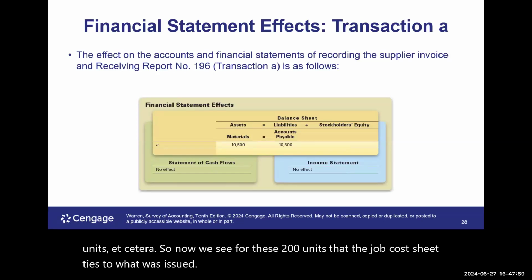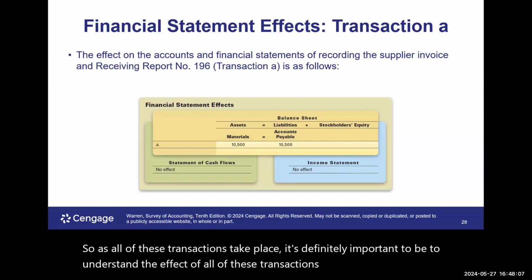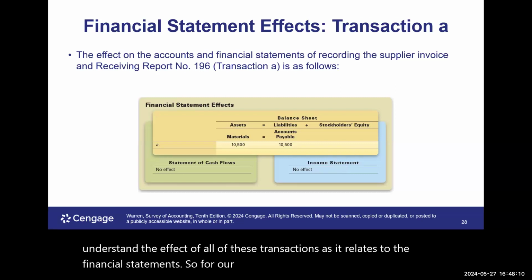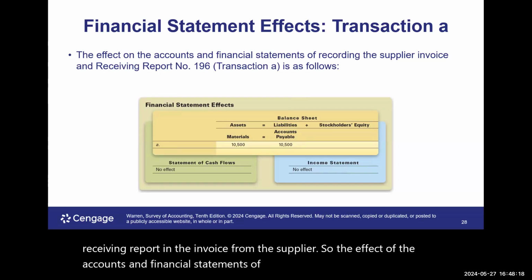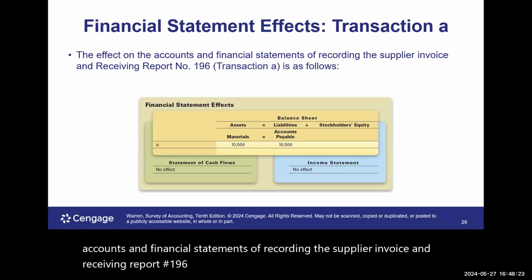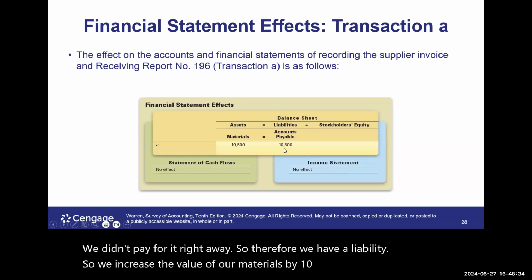As all of these transactions take place, it's important to understand the effect of all of these transactions as it relates to the financial statements. For our transaction A, we know that this is the receiving report and the invoice from the supplier. The effect on the accounts and financial statements of recording the supplier invoice and receiving report number 196, transaction A, is as follows. We receive the units. We didn't pay for it right away, so therefore we have a liability. So we increase the value of our materials by 10,500 and we credit our liabilities for 10,500.